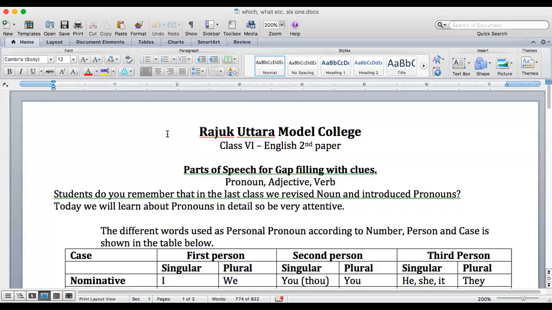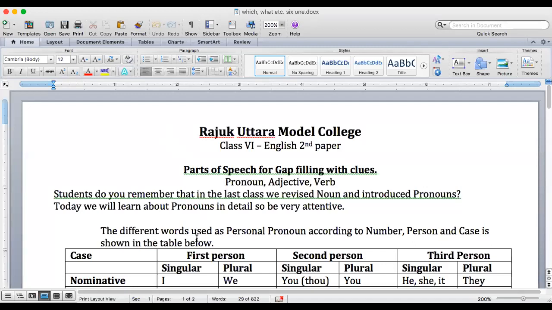Good morning, students. Today we are going to start the second class about parts of speech for gap filling. Today I'm going to describe to you in detail pronoun and adjective and verb, maybe if we have time. So pronouns, remember, pronouns are used instead of nouns. And I'm going to describe different types of pronouns for you.